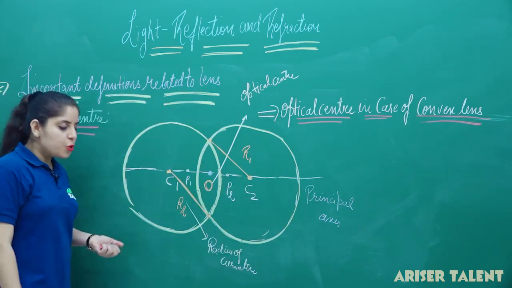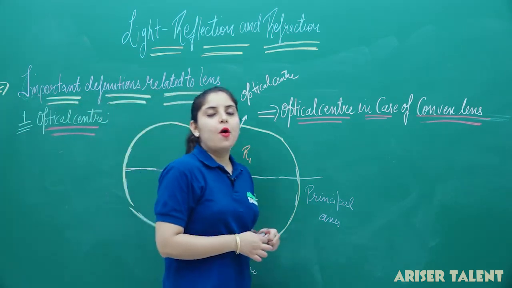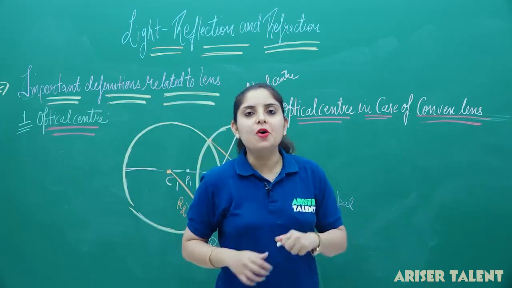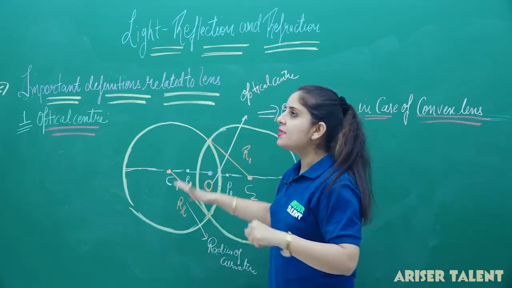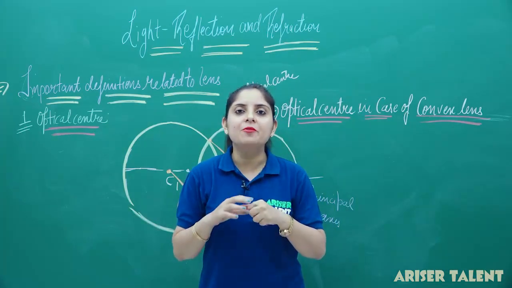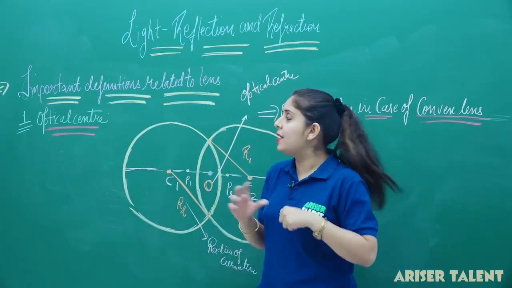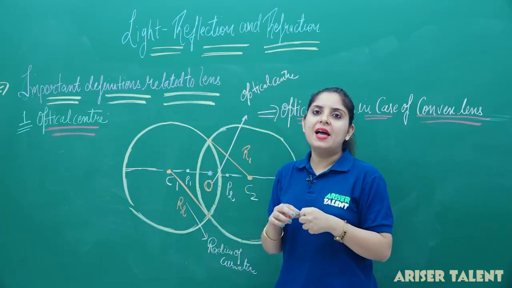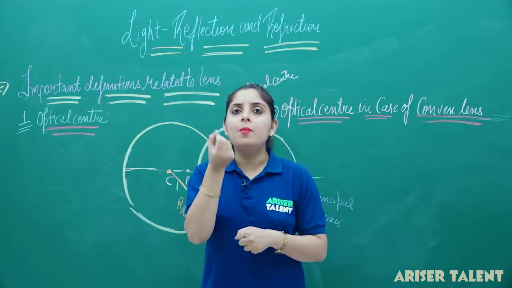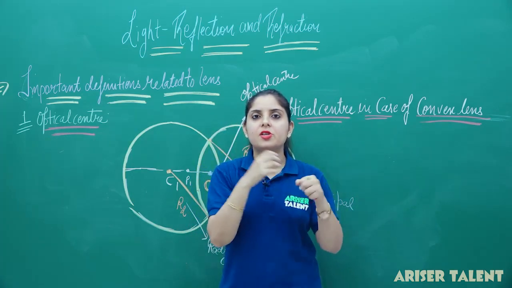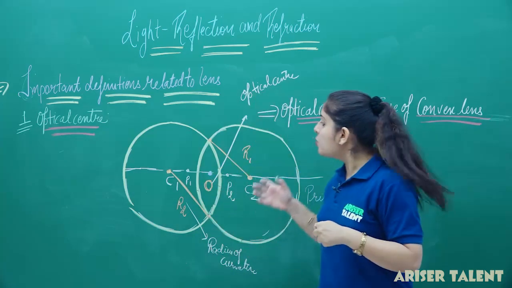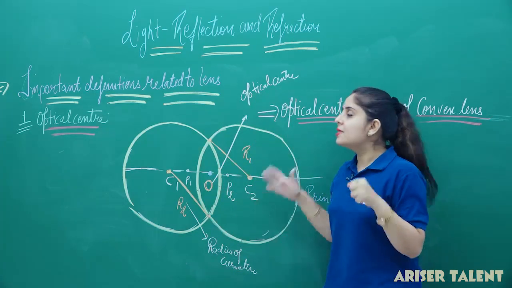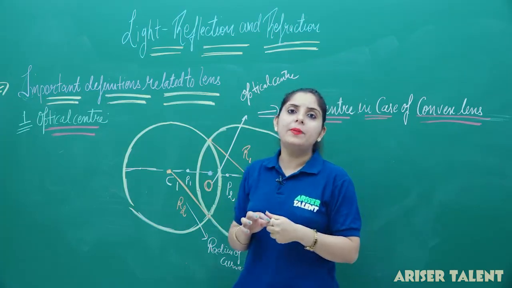This is the diagram showing the optical center of the convex lens. Now, what actually is the optical center? Firstly, let's understand all these symbols in this diagram so we can define what the optical center is in case of the lens. Just like we discussed the term pole in the mirrors, the pole of the mirror is actually the center part of the mirror. Now, what is the optical center? In this lens, we have to discuss the optical center.